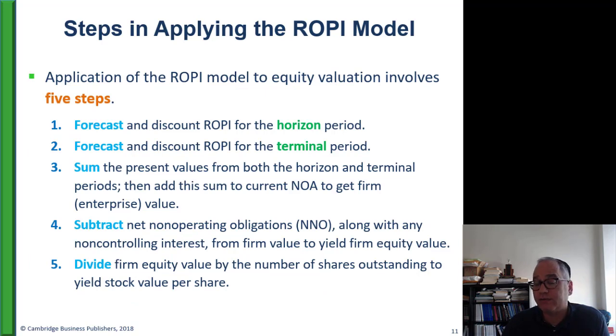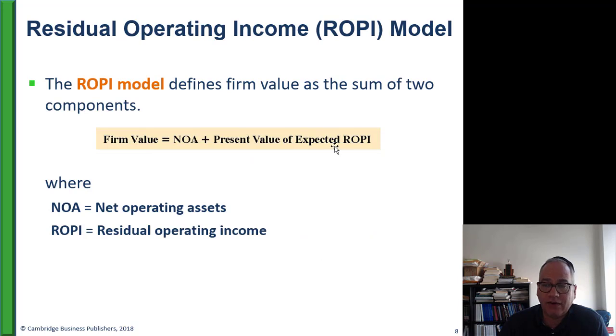So your steps are to first of all forecast ROPI for the horizon period and discount it. Then forecast ROPI at the terminal period and discount that as a perpetuity, an annuity. It would be a perpetuity of an annuity, and then you would discount it back to the current period. You'd sum up all your present values and add them to net operating assets following this formula here. So you have the present value of expected ROPI, which consists of the horizon period and the terminal, and then you also have your net operating assets.